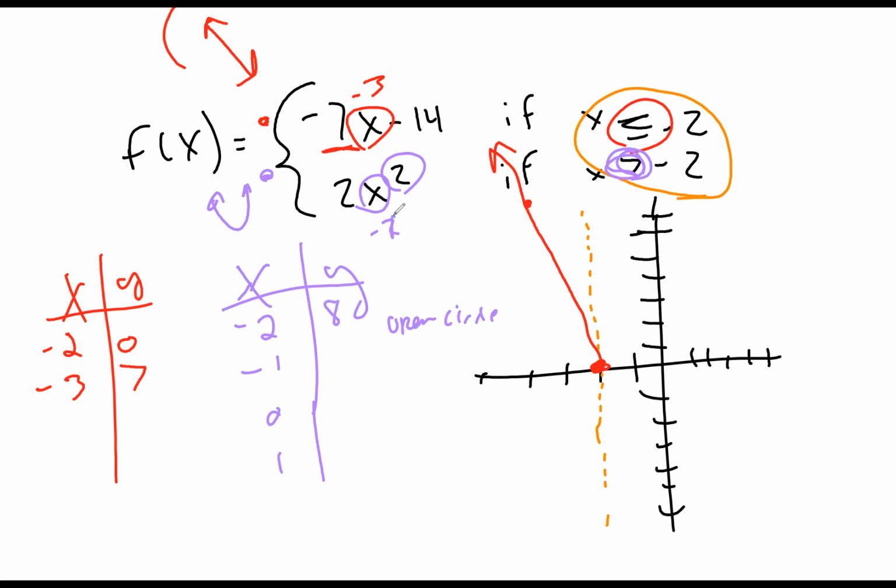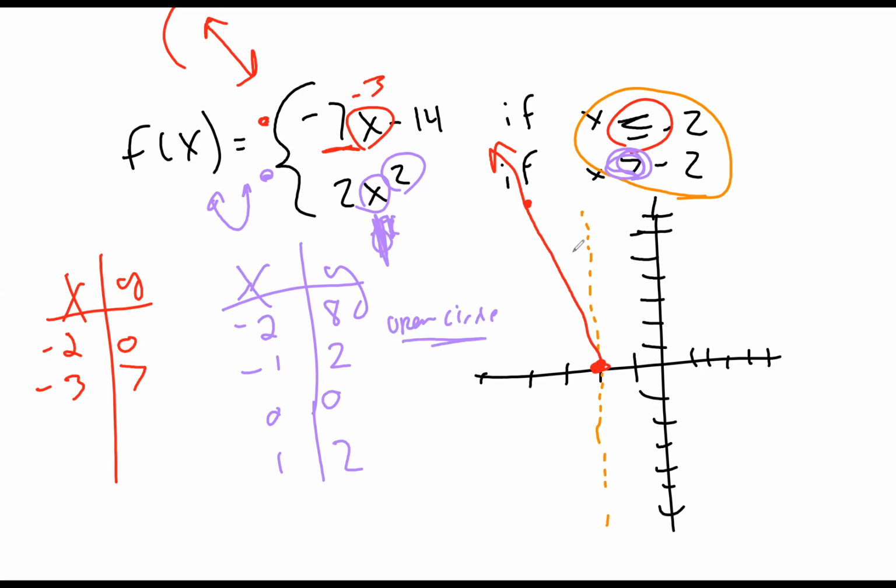Well, if I take a -1 and I put it in here and I square it, that's going to give me a +1, and 1 times 2 is 2. And if I put a 0 right here, well, 0 squared is 0, 0 times 2 is 0. And if I put a +1, then that's going to give me another 2. So these points that I have in purple are going to be enough. Okay, I don't need a ton, I just need a handful. And so I'm going to plot the point -2, 8, but it's going to be with an open circle.